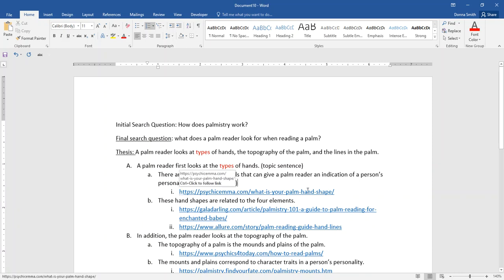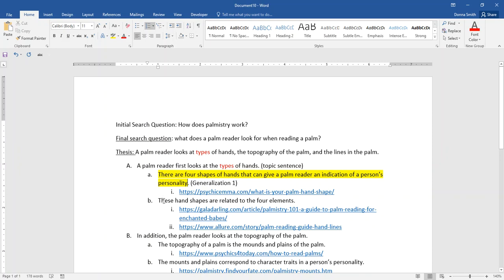Underneath your generalization, you're going to indicate what secondary source you found that taught you this information. And so you can do that just by copying and pasting the URL. Now I told you that you have to have 2 generalizations, and so types of hands, well, what do you mean types of hands? And then down here, why, what will these types of hands tell you?